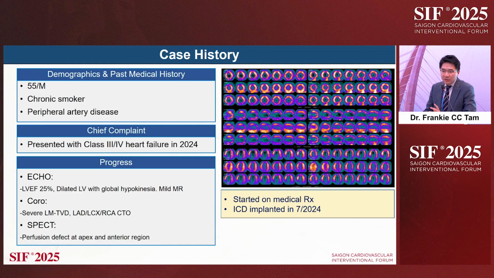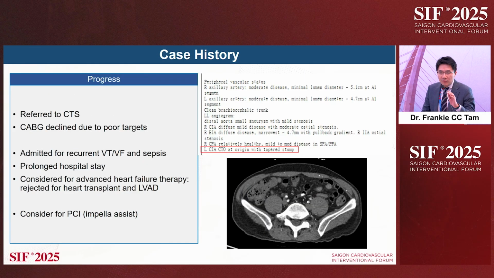The indication for revascularization for this patient is obviously borderline because of the REVIVED BCIS trial. So we started medical treatment first, and we implanted the ICD in July 2024. This patient was referred to CTS, however CABG was declined due to poor targets. He was admitted for recurrent sepsis, recurrent VT, VF, and prolonged hospital stay. He was considered for advanced heart failure therapy, but he was rejected for heart transplant and LVAD, right?